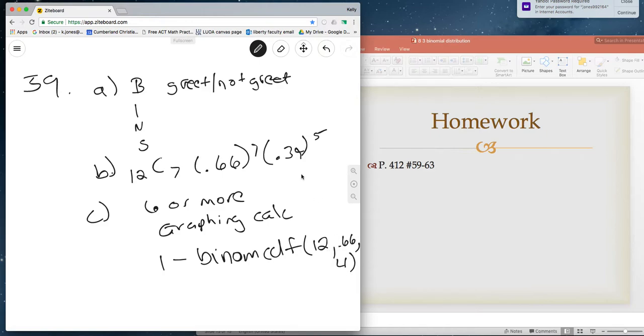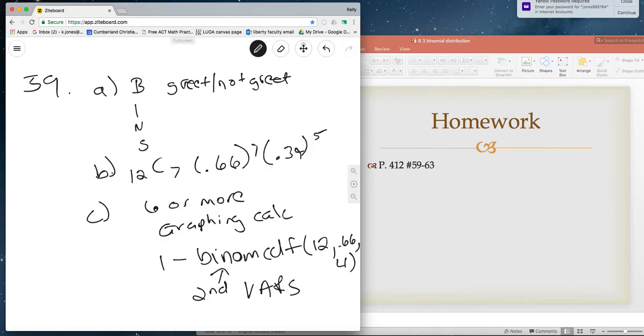And Binomial CDF, if you don't know how to get to it, but you do have a graphing calculator, this command right here is in second, and it's the button that says VARS. And you're going to scroll down until you see that Binomial CDF. Okay? There's one that says PDF. Don't pick that. It needs to be the C.